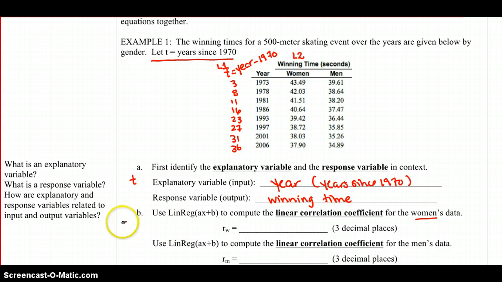So we would hit stat and arrow over to button 4, and then we would tell it to use L1, so we would actually have to type second function 1 to type in L1, and then a comma, and then second function 2 to type L2, and then we would hit enter. And on your screen, if we round that to 3 decimal places, it should be negative 0.988. And R is a unitless number, so there are no units that we put here.